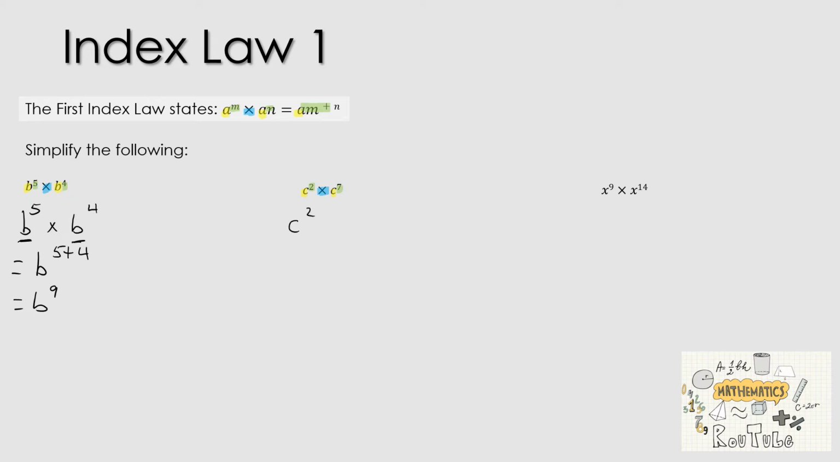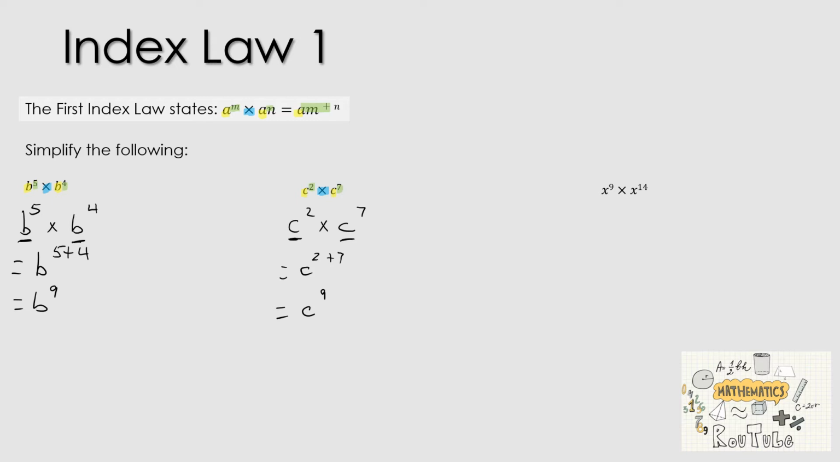So we've got c to the power of 2, or c squared, times c to the power of 7. Once again, both the bases are the same, both c's, so they join to become one base of c. And then with the powers, the first index law tells us that when it's multiplication, we add the powers. So we have c squared plus 7, which equals c to the power of 7 plus 2, which gives us 9. So that equals c to the power of 9.